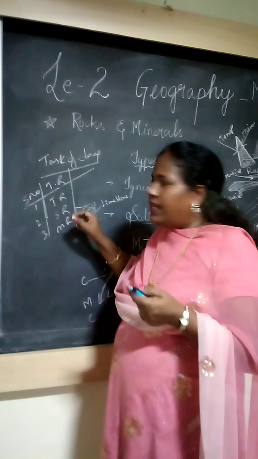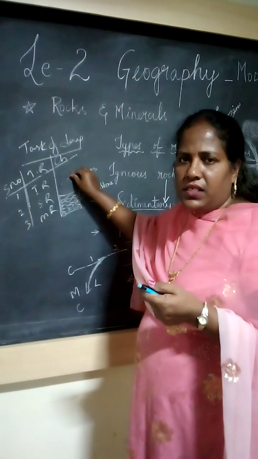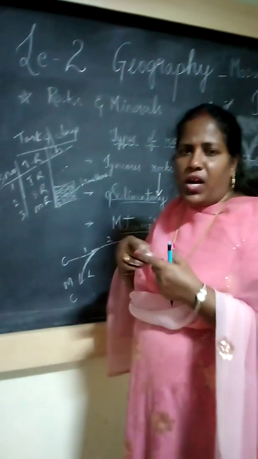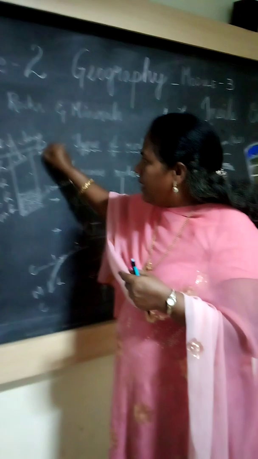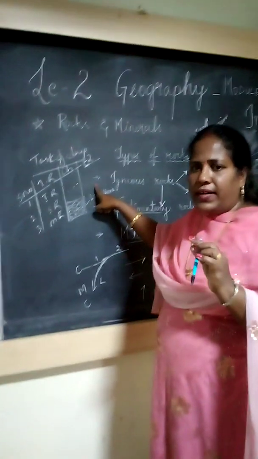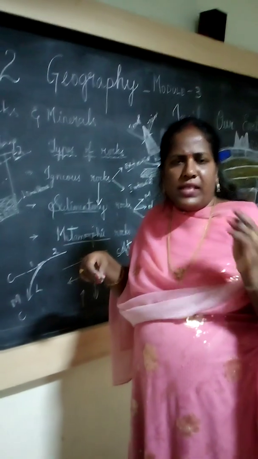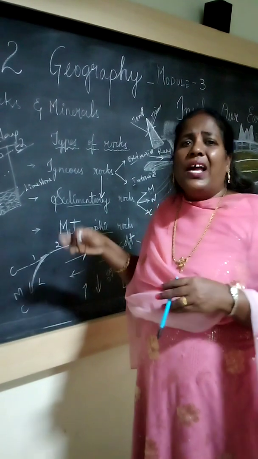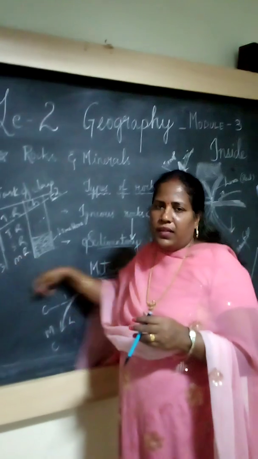Next, you write the characteristics. I told you how it is hard, and the interlocking of the molecules. Write the characteristics and the examples. Here I told granite. For sedimentary: salt, coal, petroleum, limestone, graphite. Next, metamorphic. I told you some examples: coal becomes diamond, marble. You collect more examples and make it as a table chart.